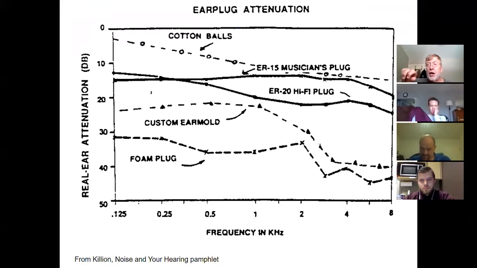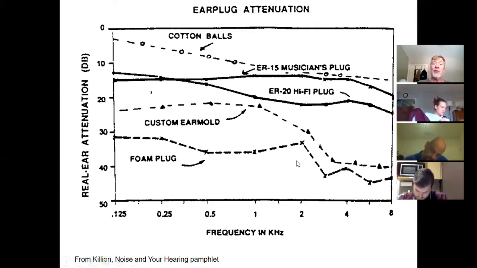Attenuation is the opposite of cranking something up. If you attenuate, that means you're turning the volume down. So circle that word in your notes or whatever. Think of that word, attenuate, because that's what people talk about when they talk about earplugs, to protect against noise.